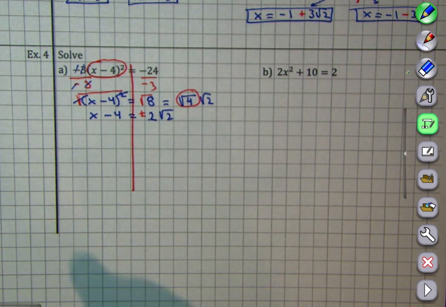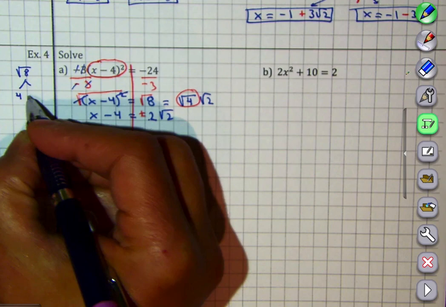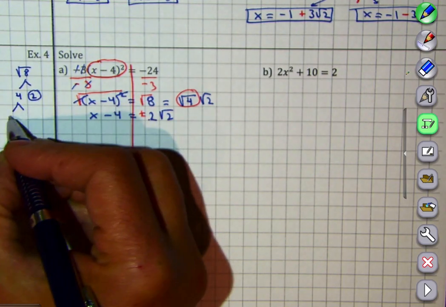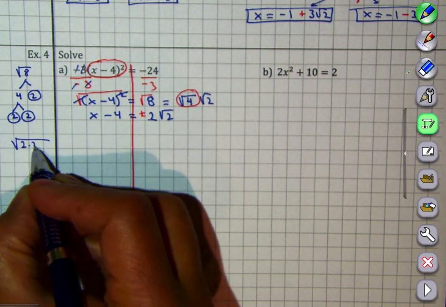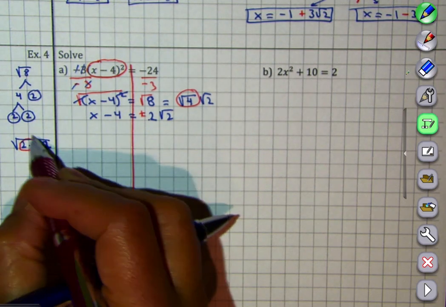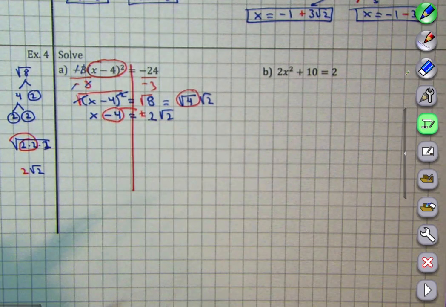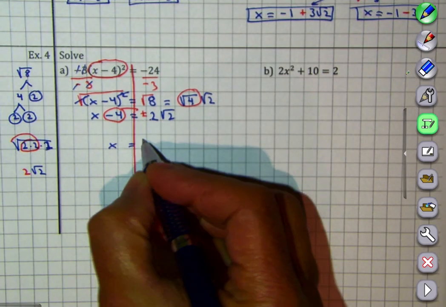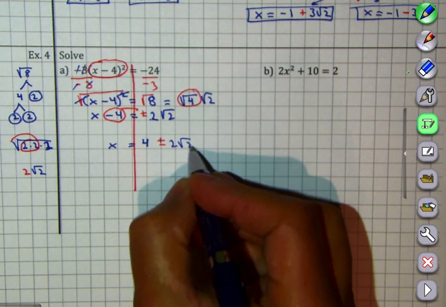Or if you prefer, you can do your factor tree, which is 4 times 2. 2 is a prime number. 2 and 2, they're both prime numbers. So therefore I have three 2's. My 2's come out, and there's a lonely 2 inside. And I have one last step. Move my 4 to the right, we can say positive 4. Let me not forget my plus or minus. You have 2 square root of 2.